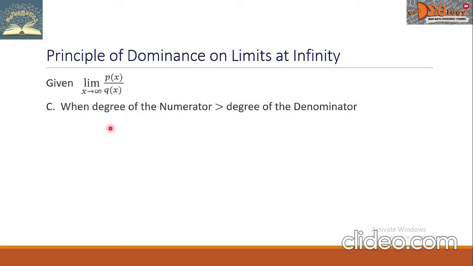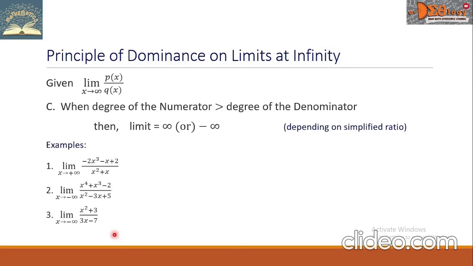Case 3, when the degree of the numerator is more than the degree of the denominator. Then the limit equals infinity or negative infinity. So this now depends on the simplified ratio.